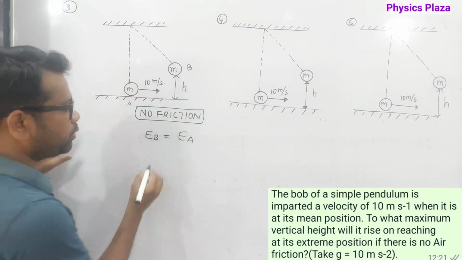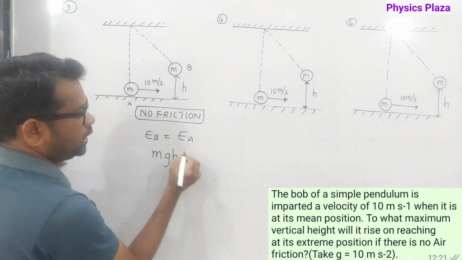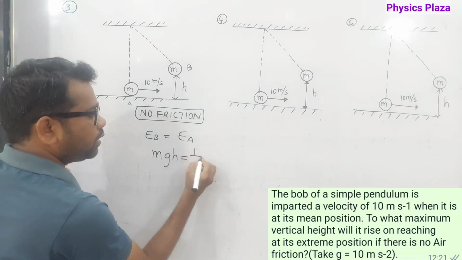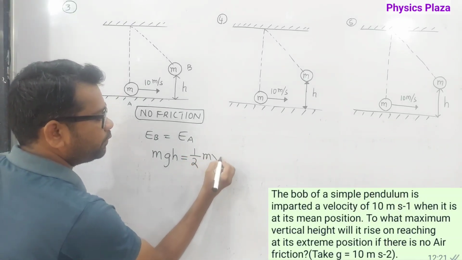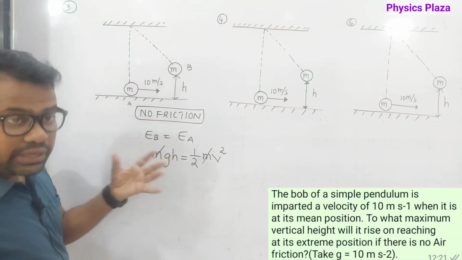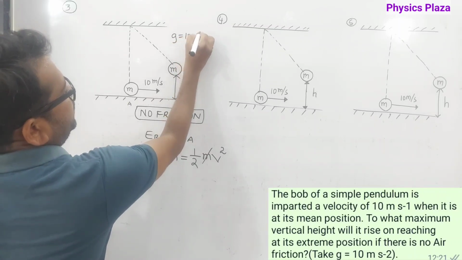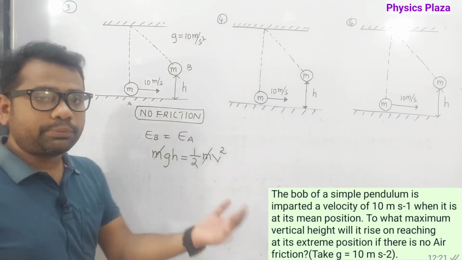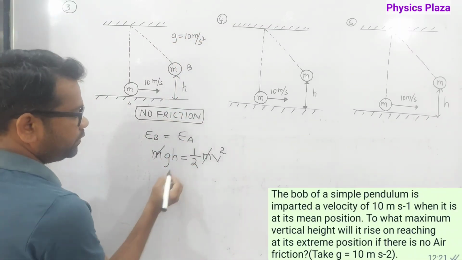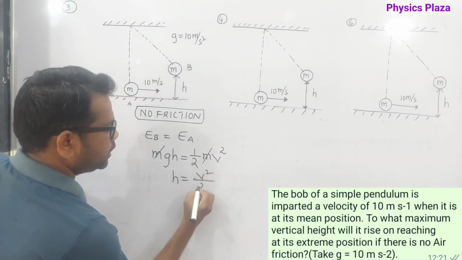So we know that energy at point B will be mgh. Energy at point A will be half mv square. So here mass will get cancelled. The g value is given as 10 meter per second square. If it is given 9.8, let us take that only. So if you can see, children, here h is equal to v square by 2g.